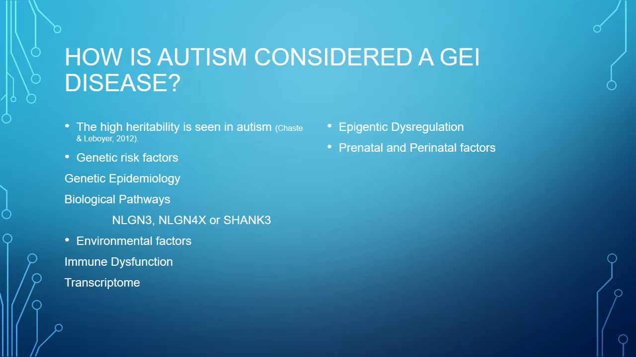Immune dysfunction simply means that there are problems in the immune system of the body. Studies have shown that there is an increase in activated cells, and activated basically means that it's turned on. Transcriptome basically deals with the gene expression in the brain of an autistic child and a normal child. Basically, they're just trying to compare the two brains to see what exactly is the problem.